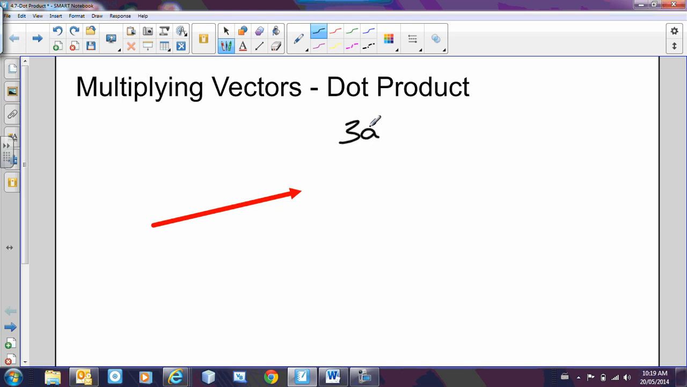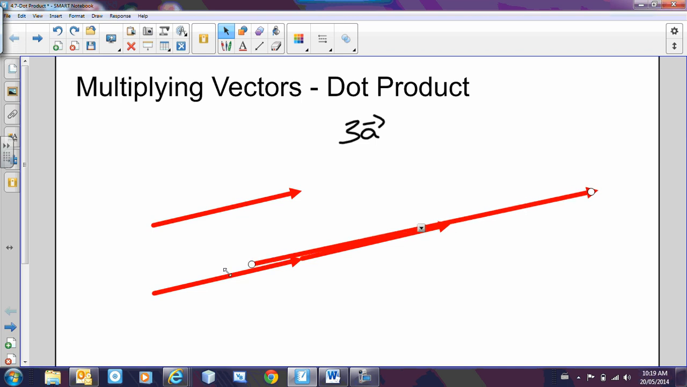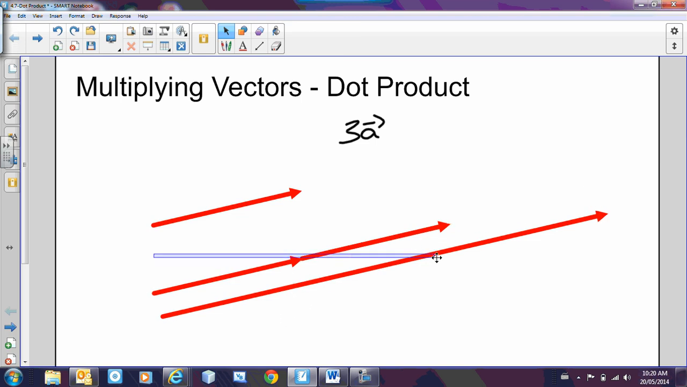So if this is my vector A, and I'm looking for 3A, I'm essentially just saying the number 3 times this, and of course what I'll end up with is the exact same vector tripled, or made 3 times larger. So essentially that's the result of multiplying by the scalar value 3.